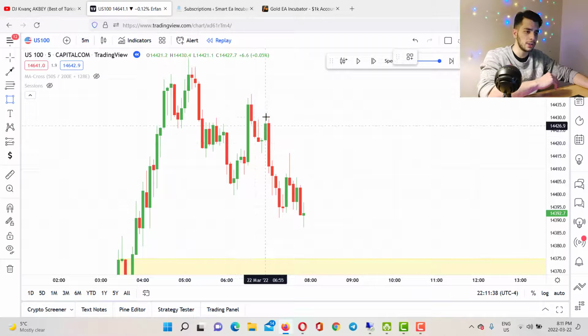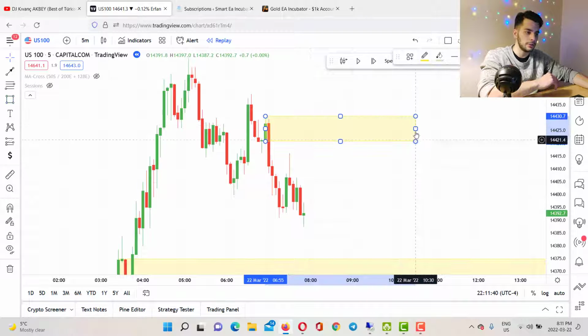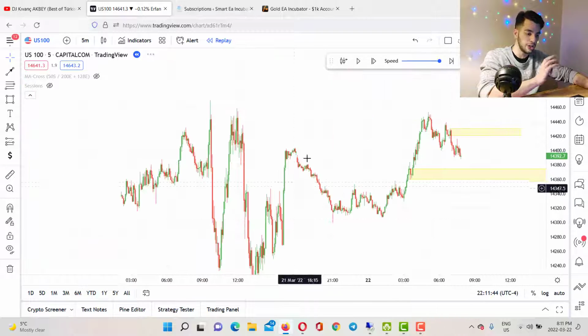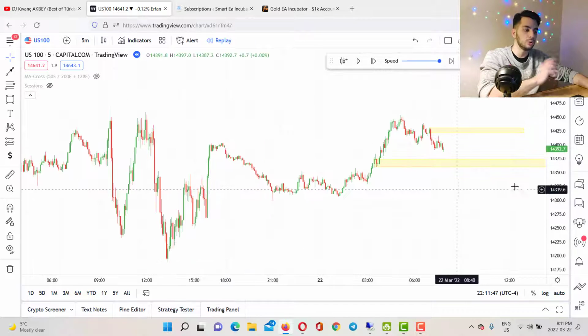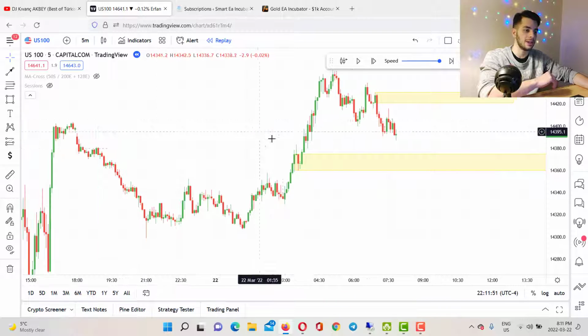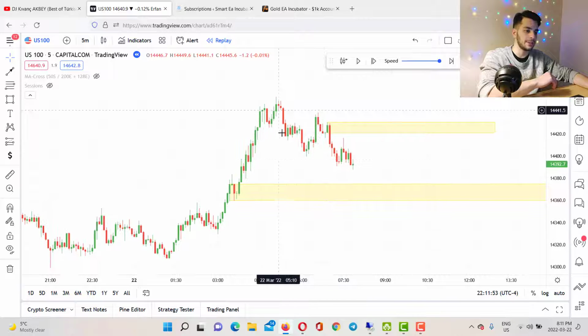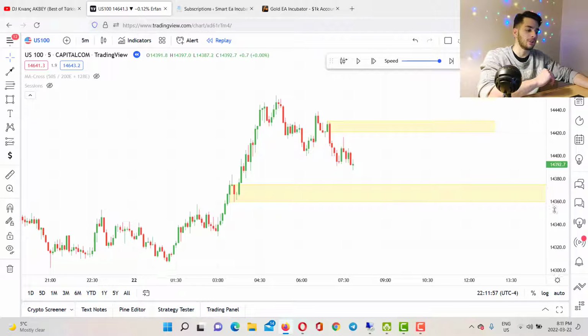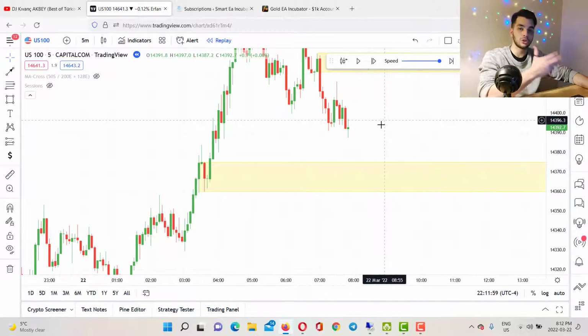Plus, we had this high probability supply zone as well. But the market overall has a bullish trend because we have multiple breakout structures towards the upside. Now in this area it is trying to create lower lows and lower highs, but it doesn't mean the price is trying to be bearish, because the overall trend is bullish.